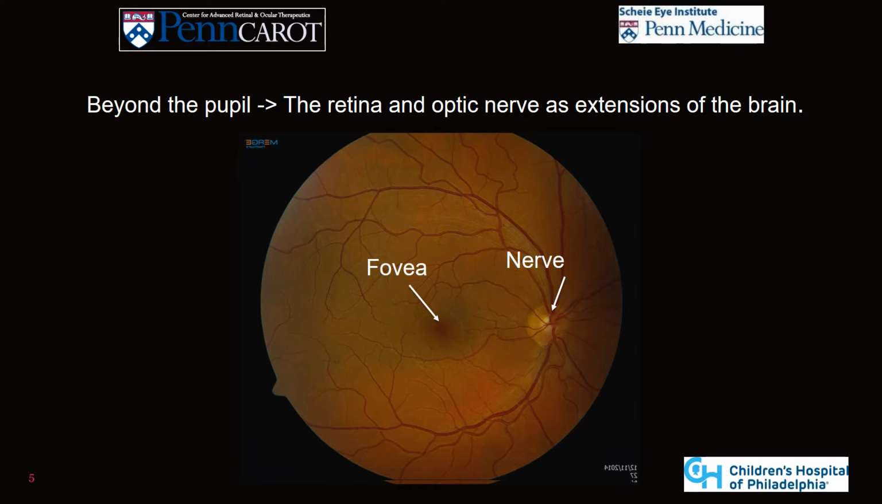And if you look beyond the pupil and look in the back of the eye, this is what you see. This is a picture of the retina of a normal subject. And we can not only see the retina from above and see the center of our vision, which is the fovea, the little spot in the center. We can also examine the nerve, which obviously is what connects the eye basically to the central nervous system.